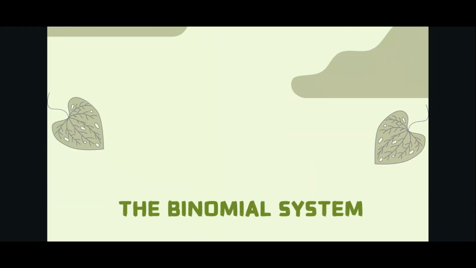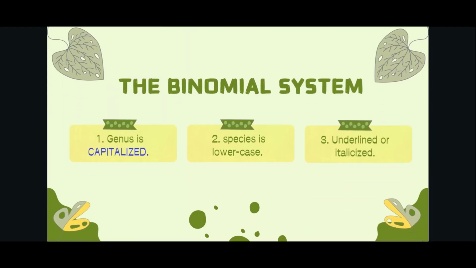The binomial system gives every organism a unique two-part scientific name. Your examiner will check three things. First one, genus is capitalized. Second one, species is lowercase. And third one, the whole name must be underlined or italicized. Get these three rules perfect or you lose the mark.